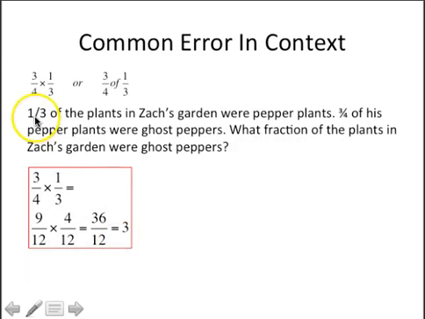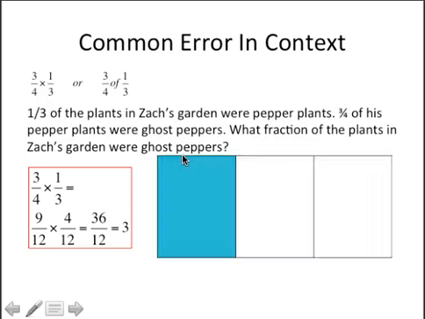So 1/3 of the plants in Zach's garden were pepper plants. That's our 1/3 here. 3/4 of his pepper plants were ghost peppers. What fraction of the plants in Zach's garden were ghost peppers? So this problem is a fraction multiplication story problem. It's asking us to find a fraction of a fraction. 1/3 of the plants were pepper plants. 3/4 of those pepper plants were ghost peppers.